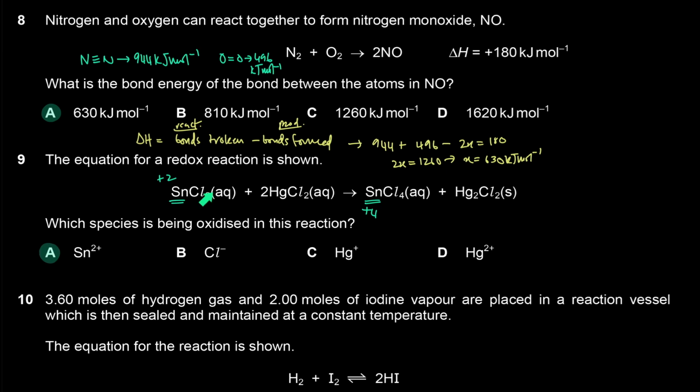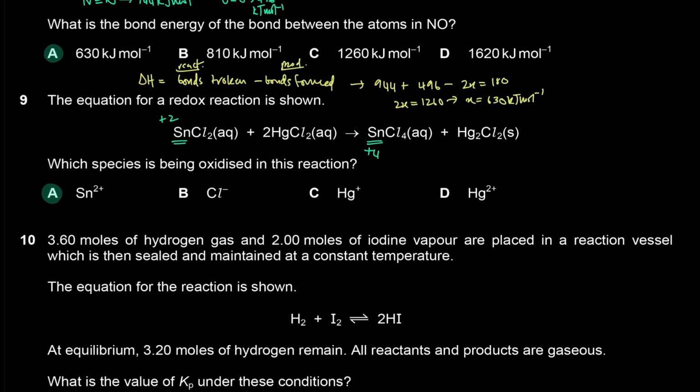Cl minus remains the same throughout, so it doesn't change, and mercury goes from 2 plus to 1 plus. So mercury is being reduced, Hg is being reduced over here, so it's the oxidizing agent, and tin is undergoing oxidation, it's the reducing agent.